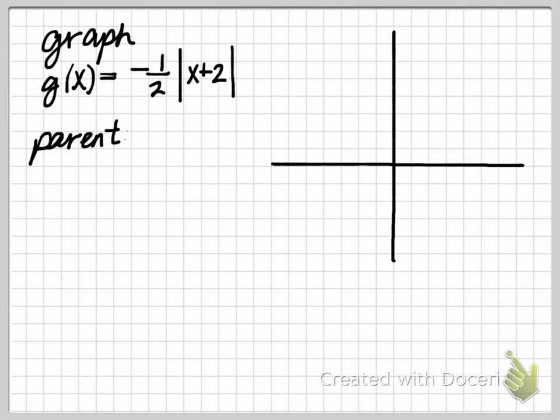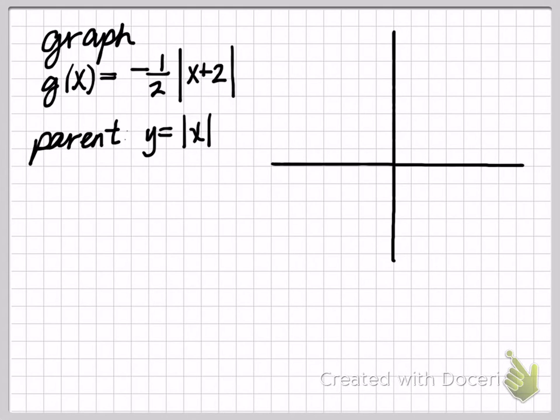We want to graph g of x is equal to negative 1/2 times the absolute value of x plus 2. And we want to use our knowledge of transformations. So first we want to identify our parent function. In this case, our parent function is the absolute value function. Y is equal to the absolute value of x.